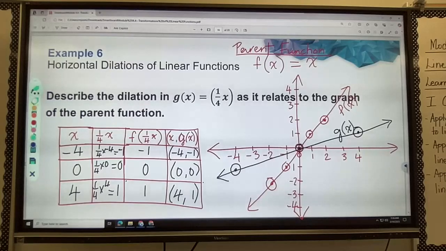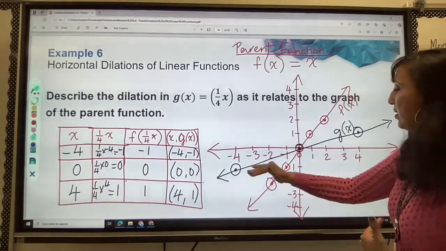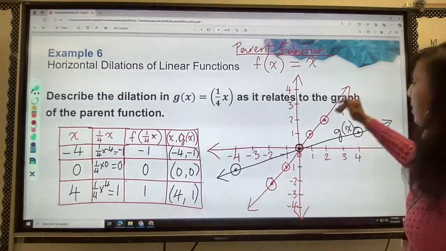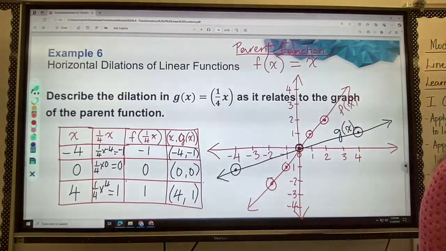Okay, so g of x is equal to 1/4 of x is a horizontal stretch of the graph of the parent function. The slope of the graph of g of x is less steep. So it's less steep than the parent function f of x.